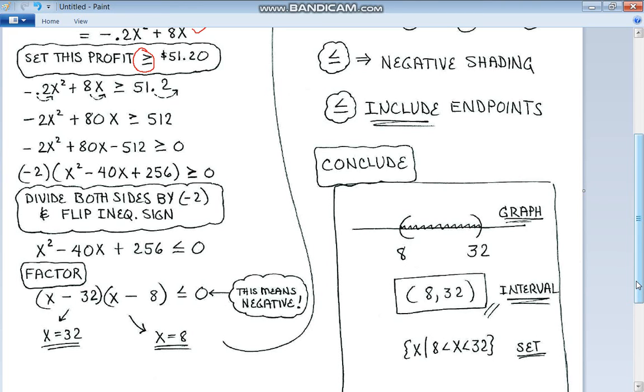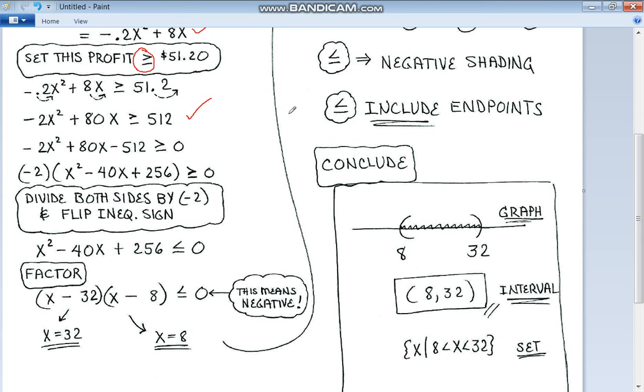I'm going to get rid of the decimals. I feel uncomfortable working with decimals. You could have kept them. One move to the right on everything will get rid of them. So I'm multiplying everything on each side of the inequality sign by 10. That's the same as moving the decimal one place to the right. That gives us negative 2x squared plus 80x is greater than or equal to 512.